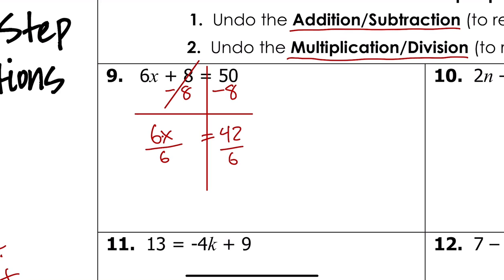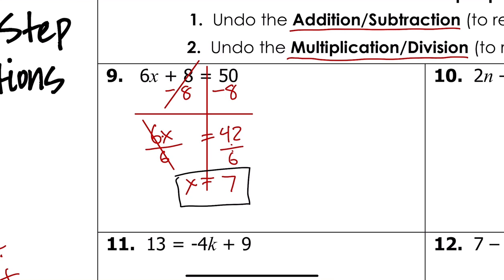We're going to end up with a 1x over here. But remember, you do not need to write in that 1. It's just unnecessary. So let's cross out those 6's so that we know we got rid of those. We have our x equals 42 divided by 6. That's going to be 7. Then we get our answer, x equals 7.